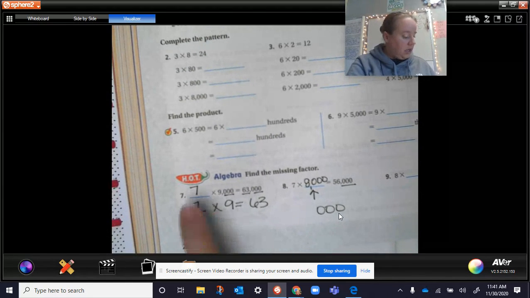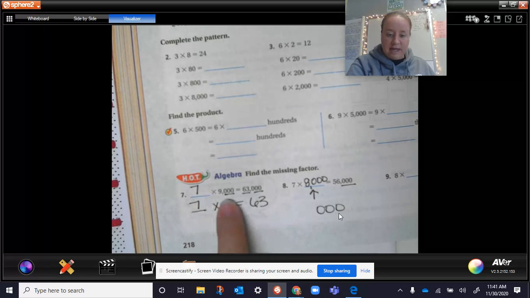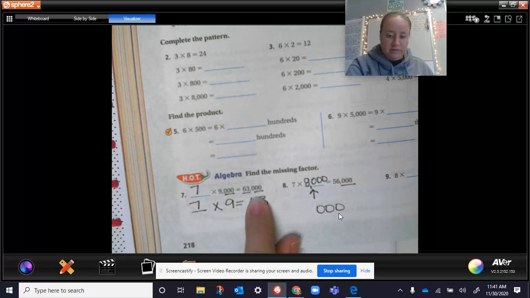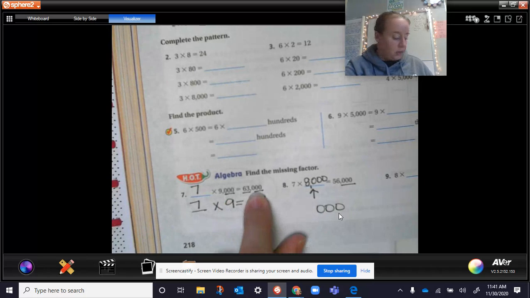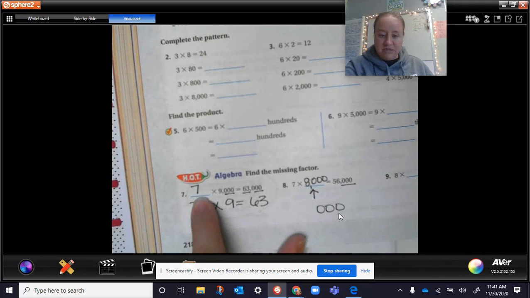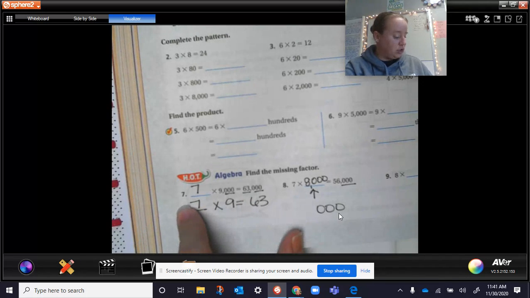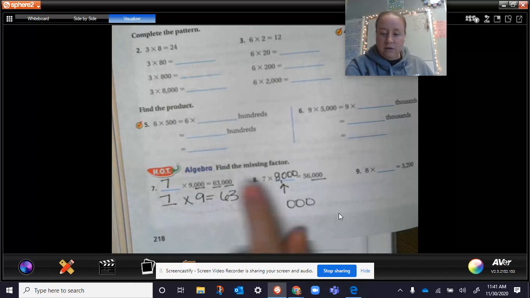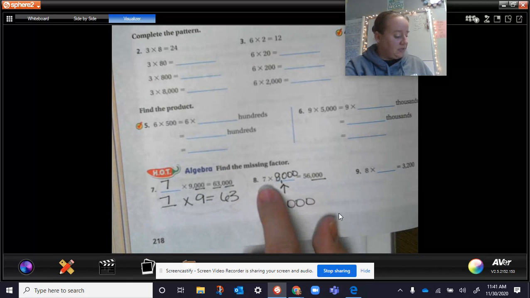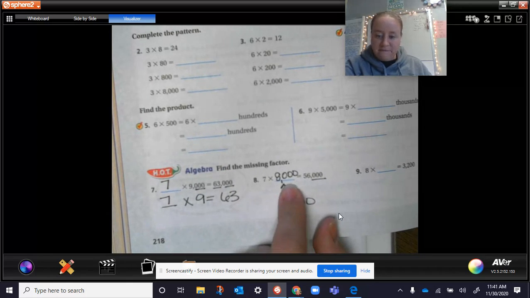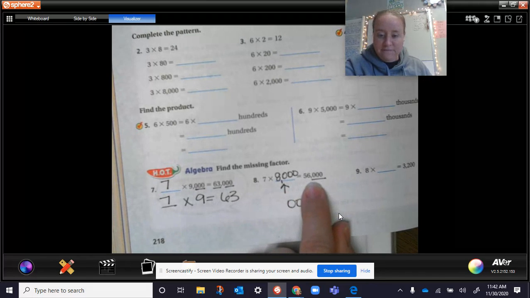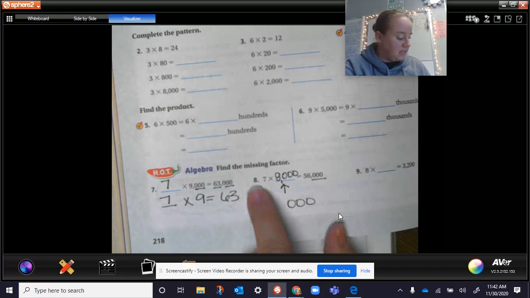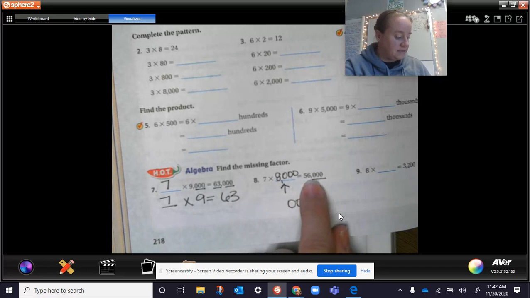So here we said that 7 times 9,000 would give us the 63,000 because we saw this already had the 3 zeros and this has the 3 zeros. So we knew that it was just going to be something times 9 is the 63. So we said 7 would make that true. Then over here, this one, we had the 7, but we were missing the second factor. And we noticed that it was 56,000. So to get 56, we had to do 7 times 8 gives us 56.